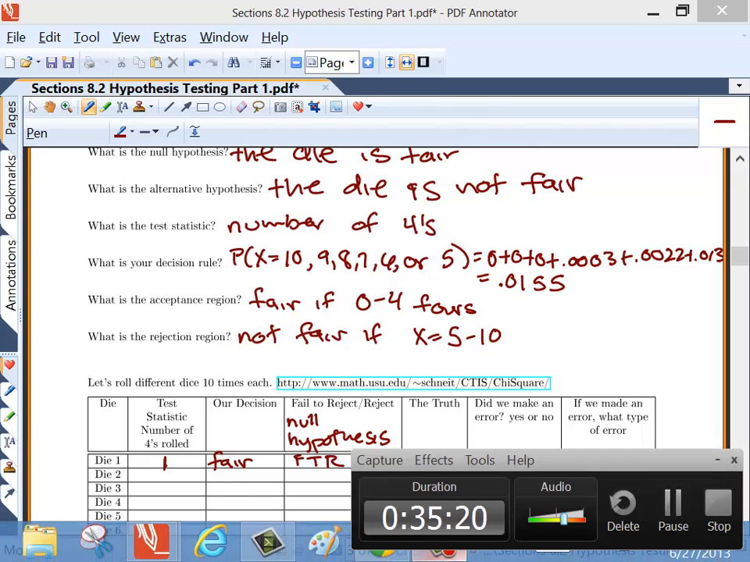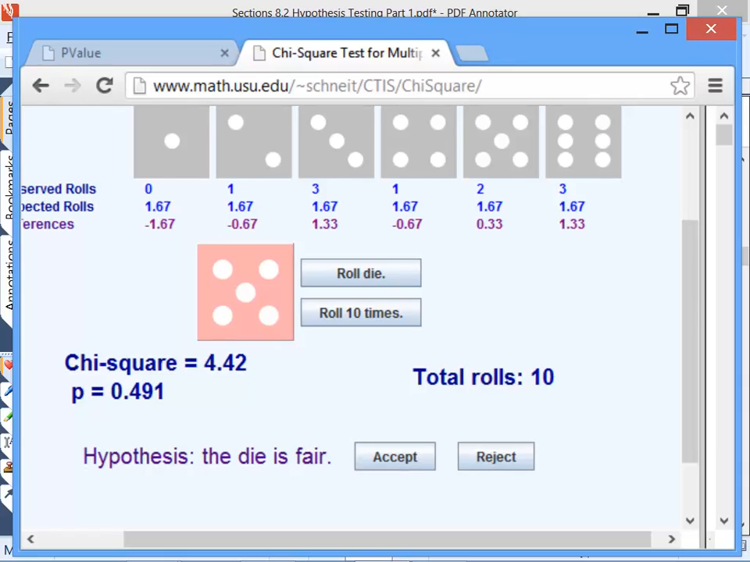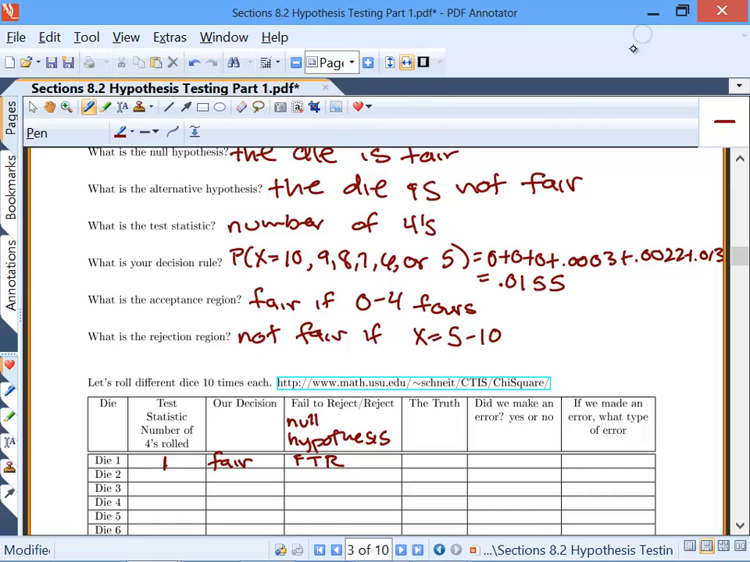Let's see if we were correct. Go look at the truth. So we accept the hypothesis that the die is fair, and we were actually wrong. The die was not fair. So, did we make an error? Yes, and since we made an error, what type of error is it? So look back up. Is it a type 1 or type 2 error? Type 2. Why is it type 2? It wasn't fair and we called it fair. Let's try again.